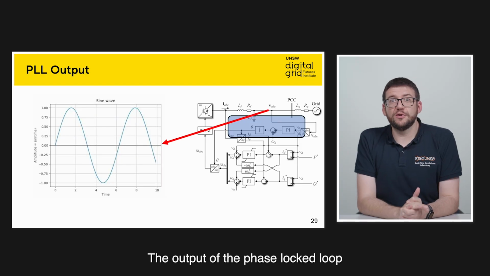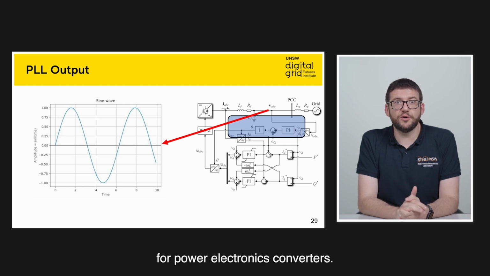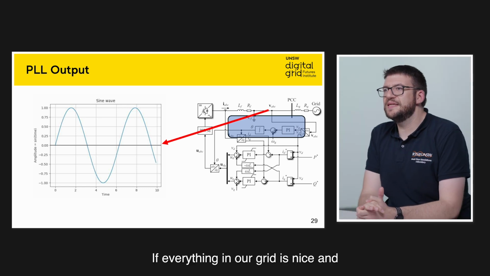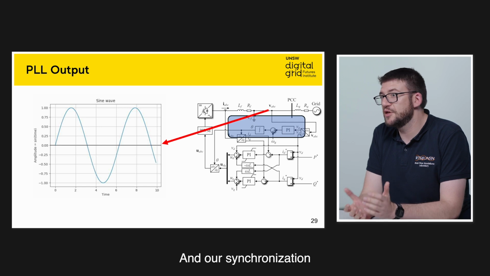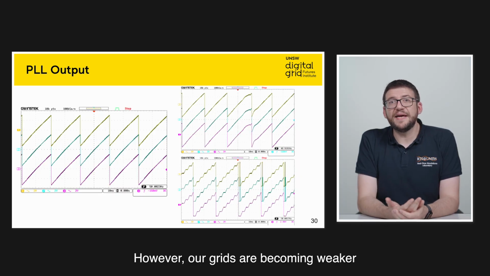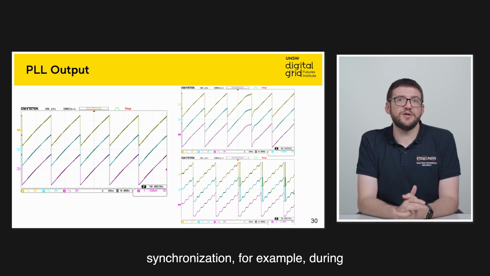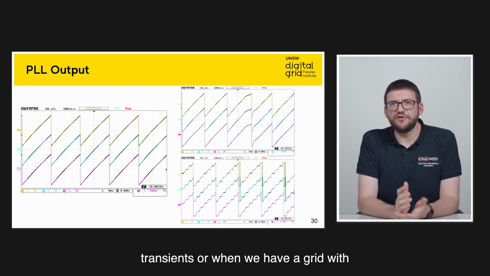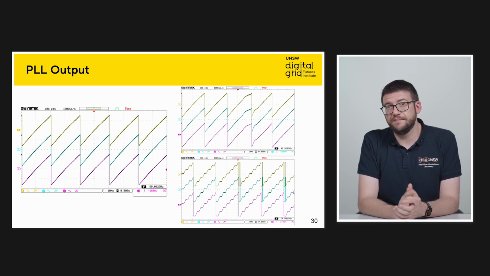The output of the phase-locked loop, or PLL, is instrumental in achieving synchronization with the grid for power electronics converters. If everything in our grid is nice and smooth, then we do not have any issues with tracking that particular reference, and our synchronization is very straightforward. However, our grids are becoming weaker and weaker, and with these changes, we start seeing issues with our synchronization. For example, during transients, or when we have a grid with substantial distortion or harmonics.